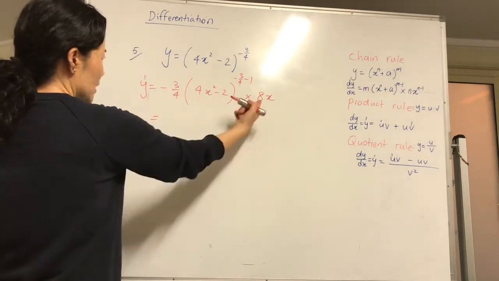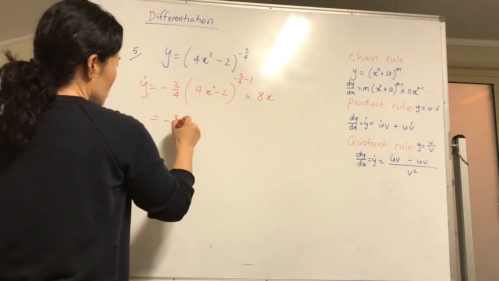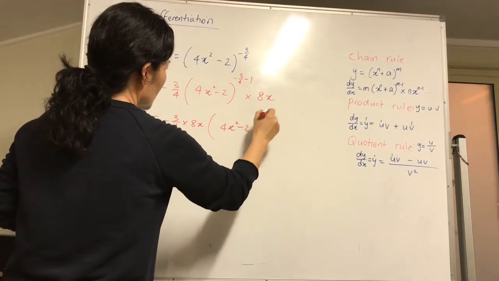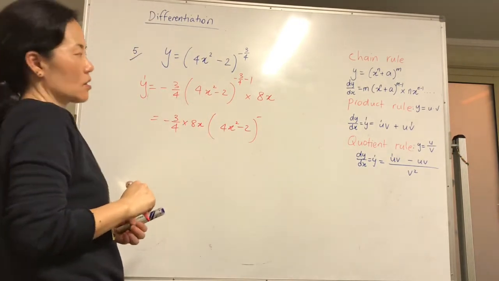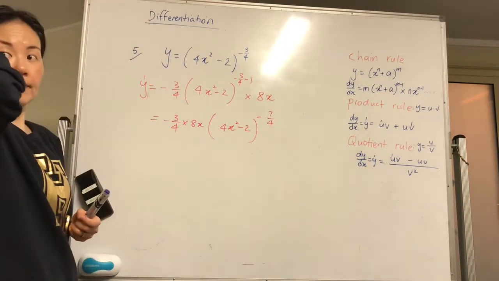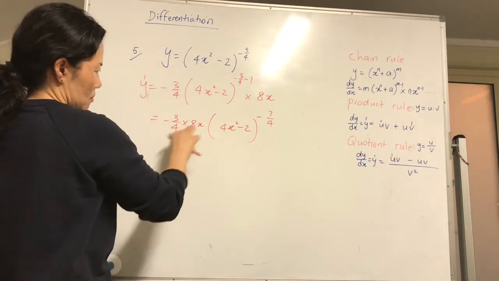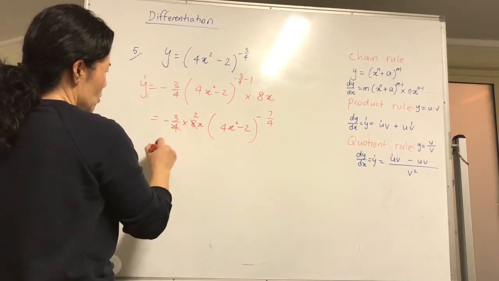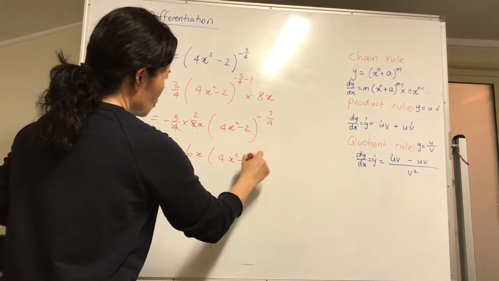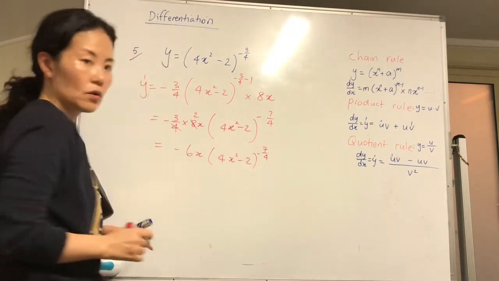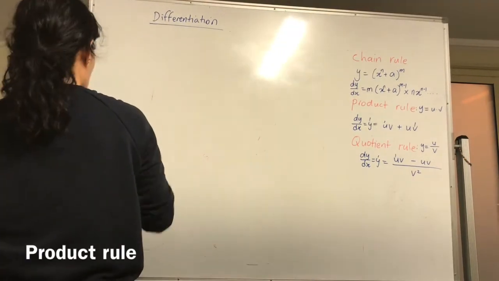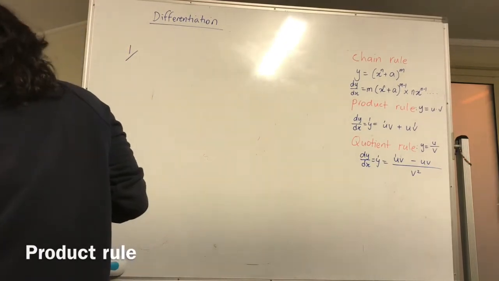Now, I'm going to bring this 8x to the front. And then, what's the minus 3 over 4 minus 1? Minus 7 over 4. Yeah? So, and then I'm going to simplify this to do minus 6x, 4x squared minus 2 to the minus 7 over 4. We all good? Yeah. This? Yep. Excellent.